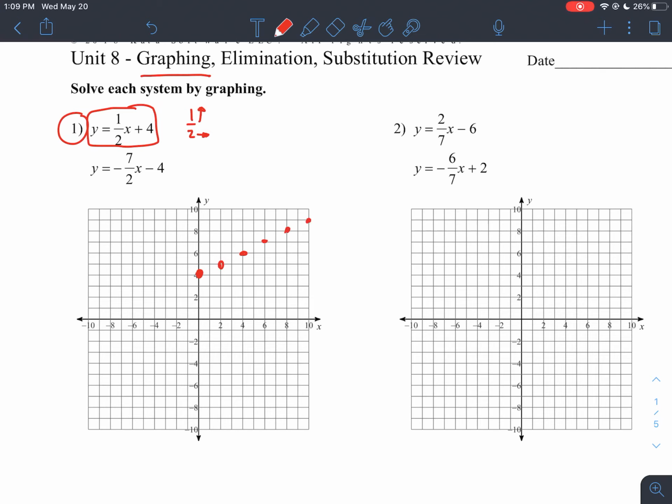Graphing just as we have before. Now flip the script and go the other way. Down 1 and left 2. Down 1 and left 2.